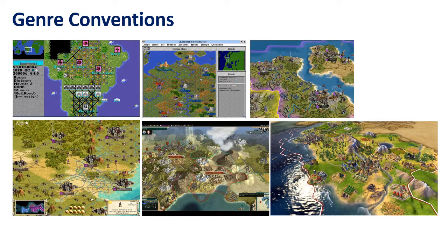A Call of Duty World War II game will present the past through what it emphasizes and de-emphasizes and allows players to do. It'll present it differently than a turn-based strategy game on World War II or an adventure game on World War II. So what are the hallmarks of the genre?